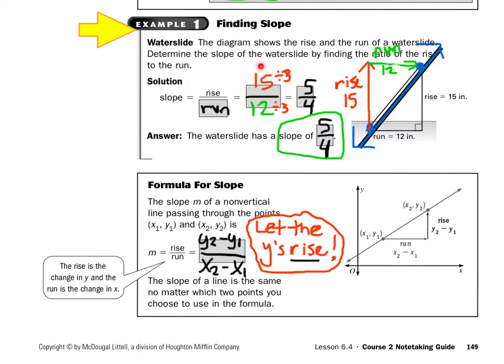And so then I would reduce 15 over 12. I would divide both the top and the bottom by 3 to get 5 over 4. So the water slide has a slope of 5 over 4. So slope looks like fractions. That's what it looks like. And that means it goes up. It's a positive slope. It goes up.